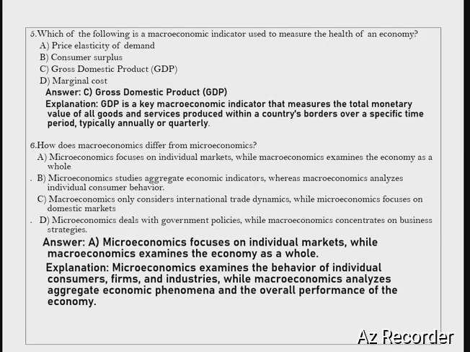Next question is, which of the following is a macroeconomic indicator used to measure the health of an economy? Option A, price elasticity of demand. Option B, consumer surplus. Option C, GDP. Option D, marginal cost. Correct answer is option C.